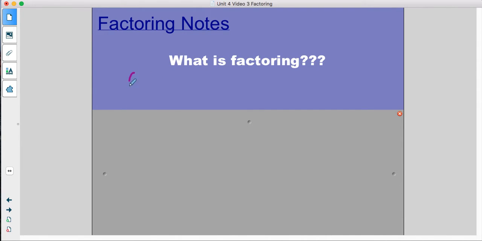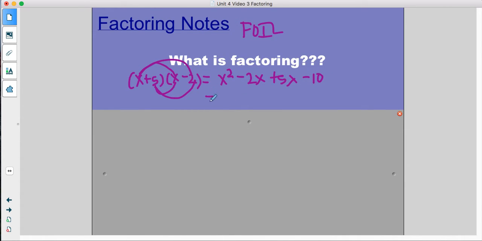If I have x plus 5, x minus 2, okay? And I said to FOIL it, you would take your first and multiply it. We would have x squared. Then I would take my outer for FOIL, right? First, outer, inner, last. My outers, multiply them. I would have negative 2x. Then I move on to the inners, so plus 5x. And then my last two in my parentheses, so that'd be 5 times negative 2, which is negative 10. This simplifies to x squared, negative 2x plus 5x is 3x minus 10.